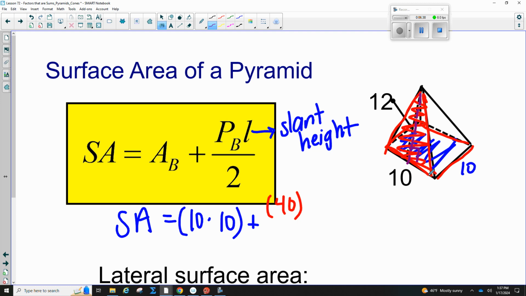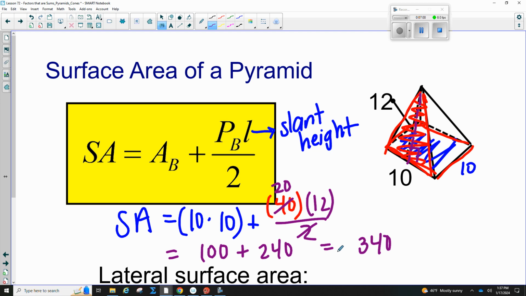So I'm going to plug in the 12 for the slant height, and then I'm going to divide by 2. 10 times 10 is 100. Again, the 2 you can divide into either one of these. I'm going to do the 2 into the 40, which is 20. Then 20 times 12 is 240. Add these together to get 340. Let's pretend these are centimeters, and this would be squared because it's surface area. Surface area is always units squared.